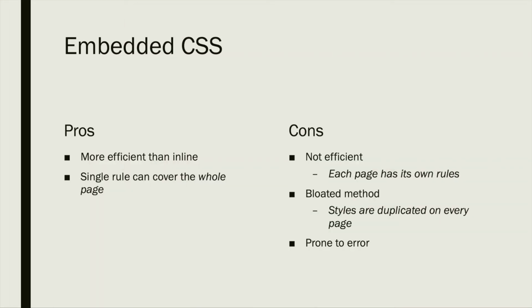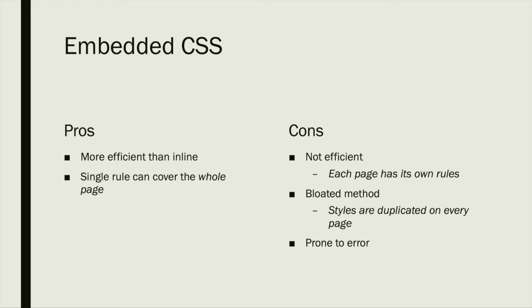Embedded CSS is a little better than inline CSS, but there are pros and cons. Some of the pros are that it's more efficient than inline. By applying one style tag and having one selector, every element of that type on that page has the same styling. For example, every P tag on that page has the same styling, unlike other items such as the body tag, div tags, bold tags, or any other tags. So instead of having to select every single P tag, you can just declare this in the embedded CSS and a single rule can cover the whole page.